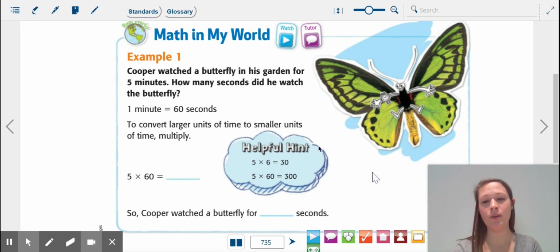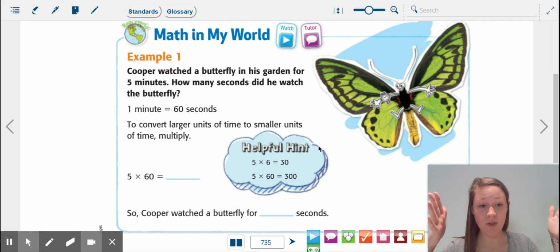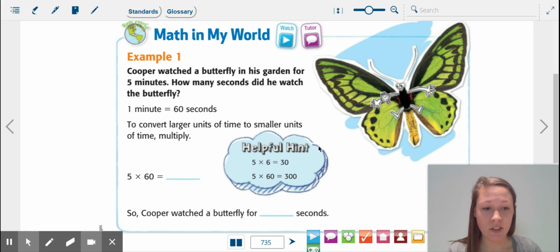All right, example 1, we're on page 735. Cooper watched a butterfly in his garden for 5 minutes. How many seconds did he watch the butterfly? So we're going from minutes, a big unit, to seconds, a smaller unit, okay? So we need our conversions. 1 minute equals 60 seconds. So we can do repeated addition and add 60 5 times, okay? But we're big fourth graders now, so we need to multiply.